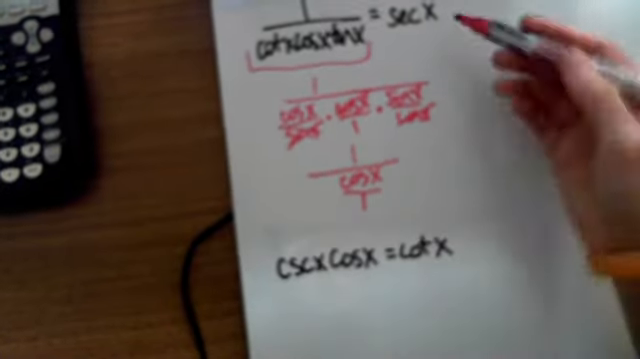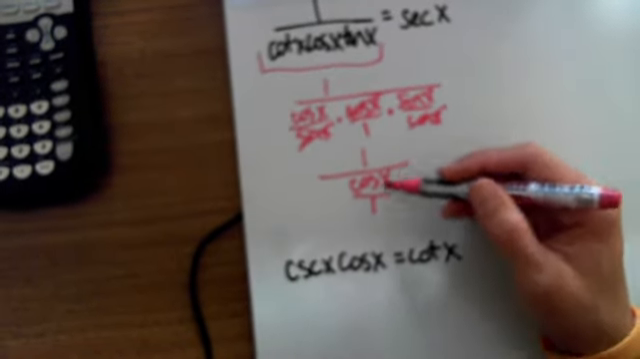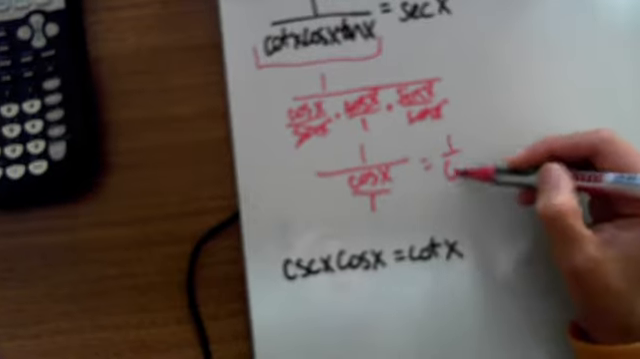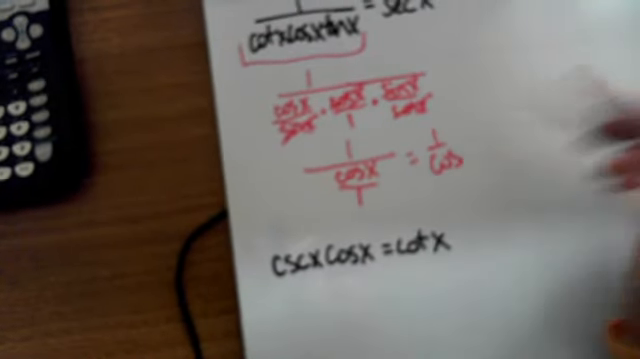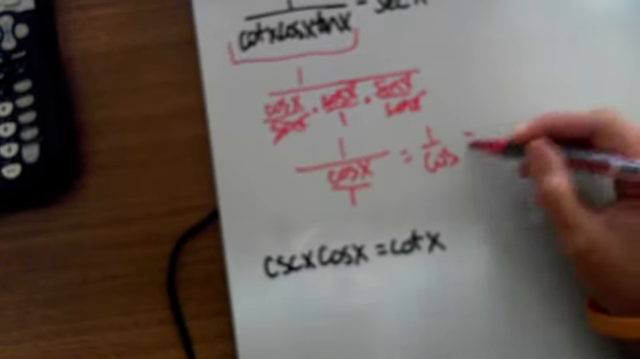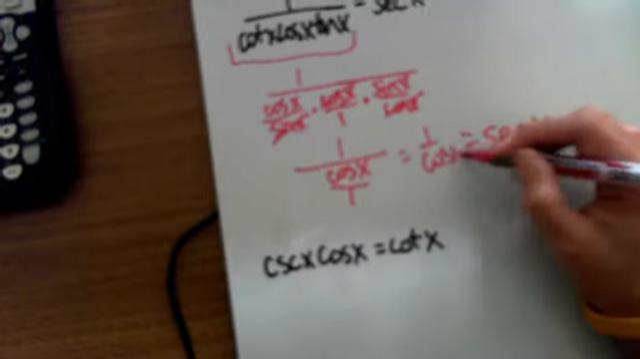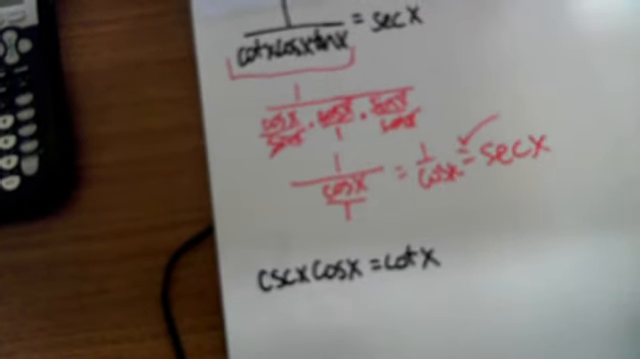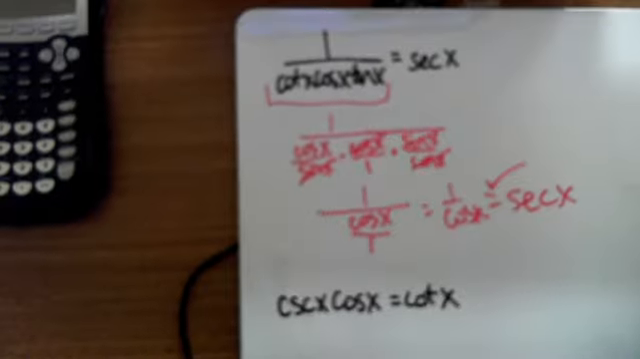And then we have to prove that this is equal to secant. Well, what this really is 1 over cosine. And through my reciprocal identities, I know that 1 over cosine is equal to secant of x. Check, I have just proved this problem.